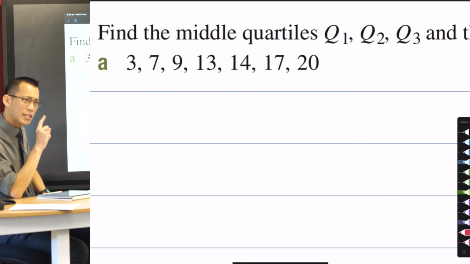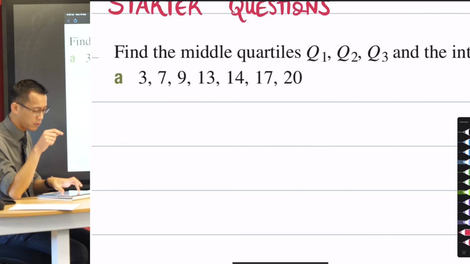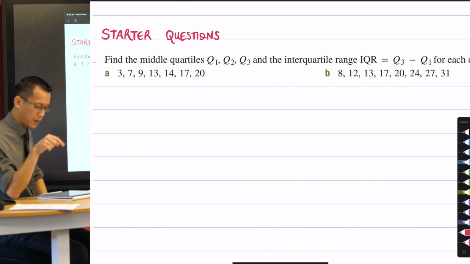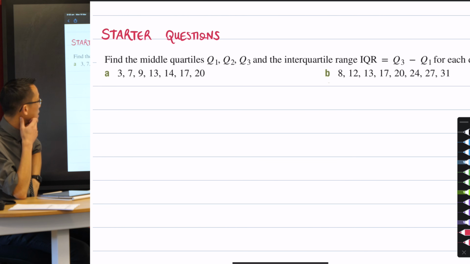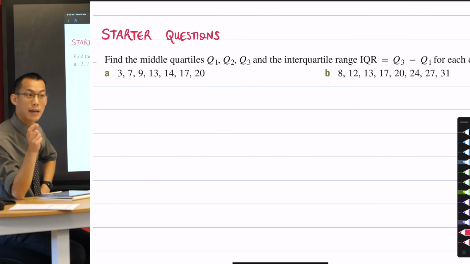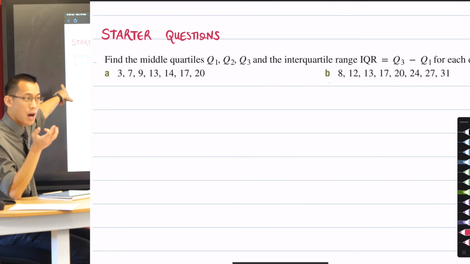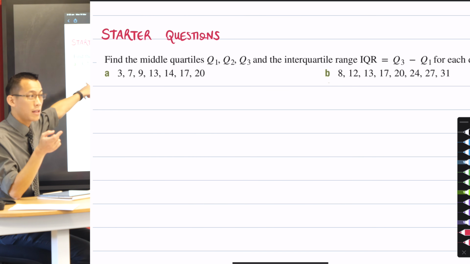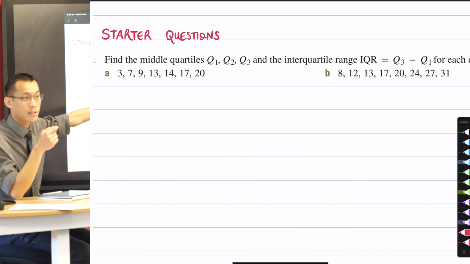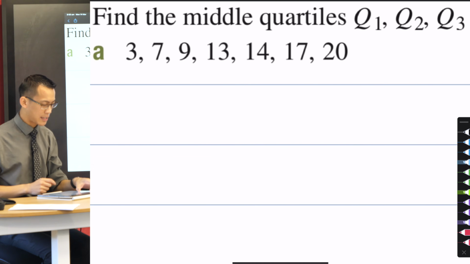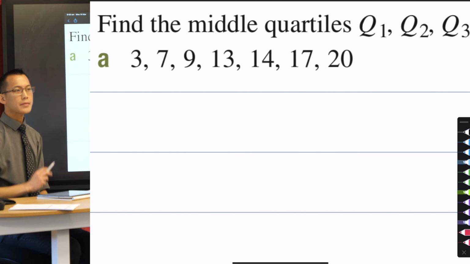Now, I've deliberately chosen these two because the key difference between these two data sets is not the actual data points, but how many data points there are. Make sense? In the first case, there are 7, and in the other case there are 8 if I counted correctly. And you have to handle the quartiles slightly differently in each case. So let's have a look at this one first.